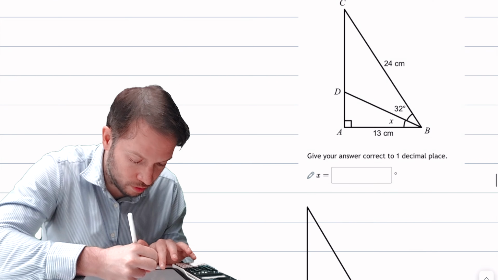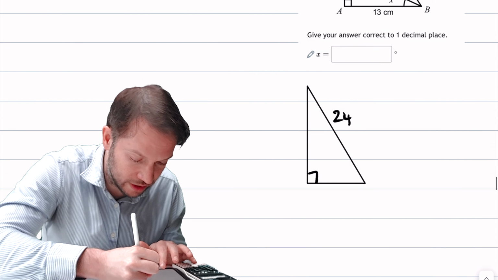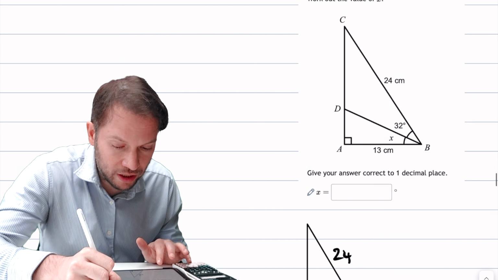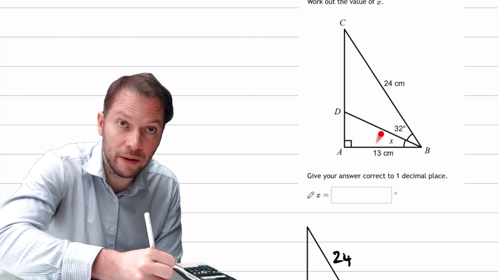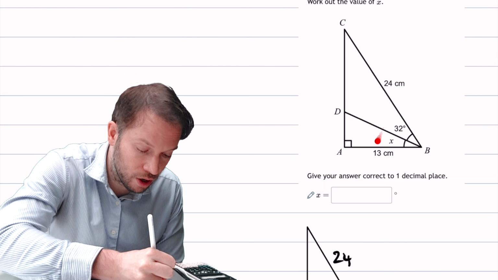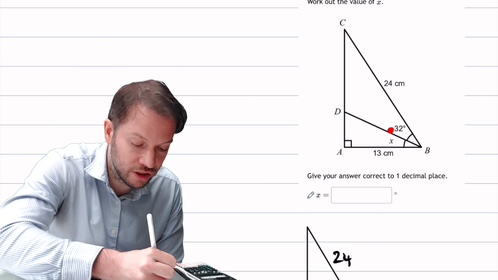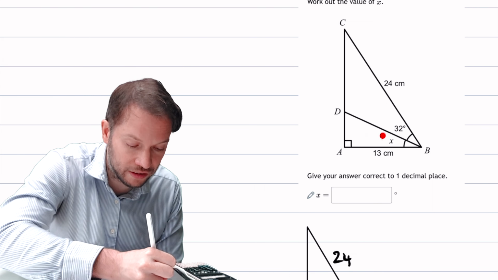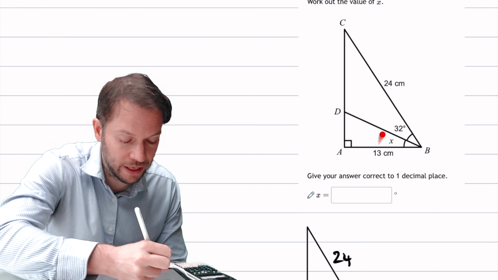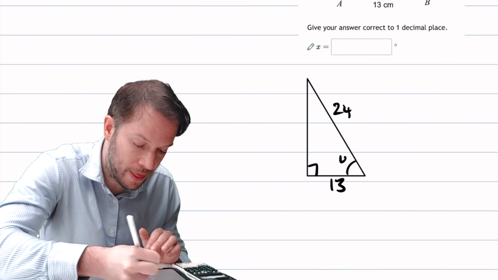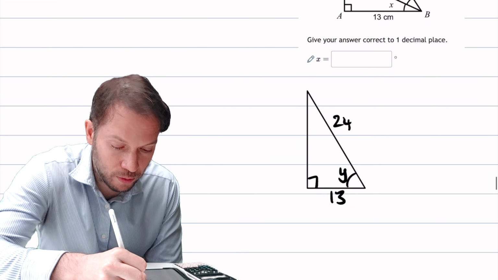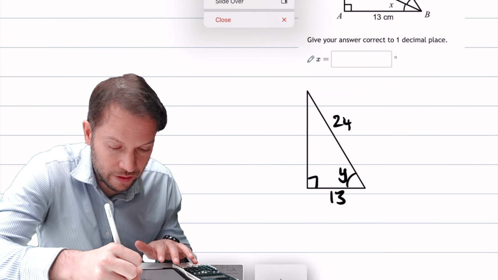We've got the 24, which is the hypotenuse, and the 13 at the bottom. And what would be useful is to find this whole angle in that big triangle, right? Because if you knew that whole angle, we could subtract the 32 to just leave the x down here, because the x plus the 32 is this whole angle, right? So let's just call this something else. That's y will do.